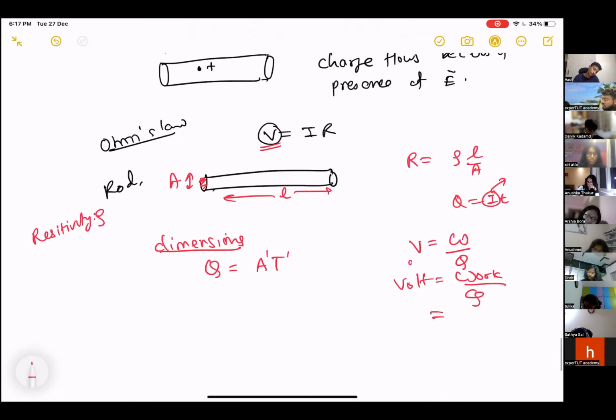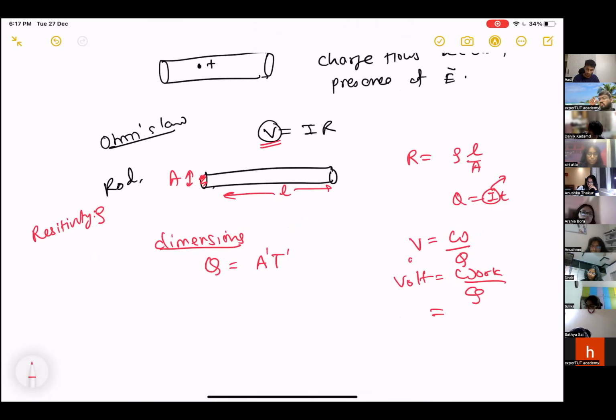And what is work? Who will tell the dimension of work? Siri, you tell me the work dimension. I know the SI unit is watt. No, work is joule. Joule is the SI unit. What is the full form of joule, in kg meter? Is it kg meter to the power minus 2, and kg second inverse? I think that's it.